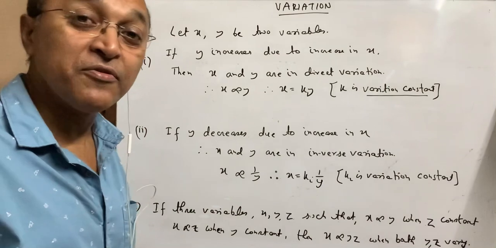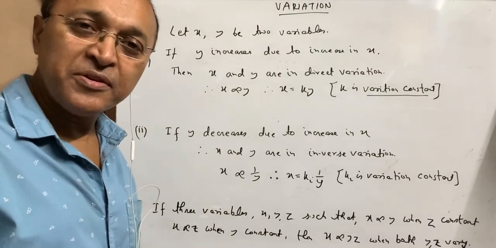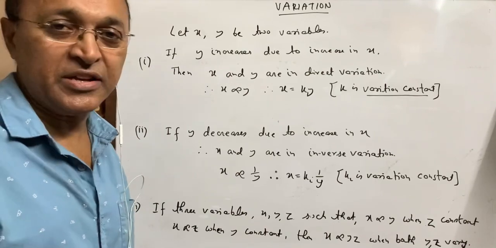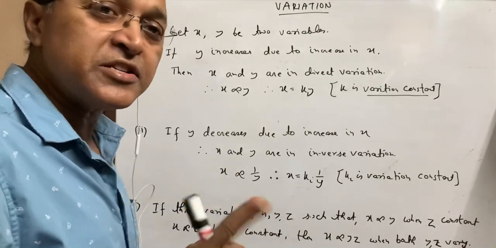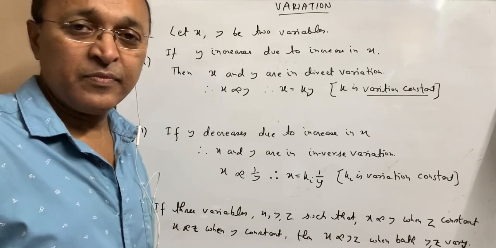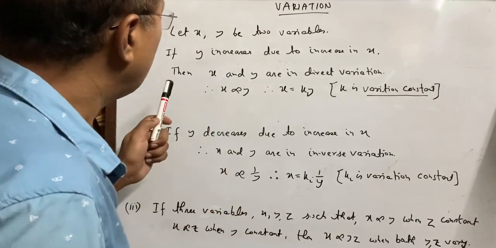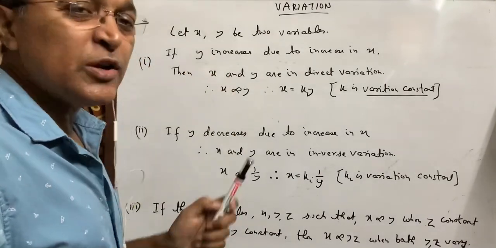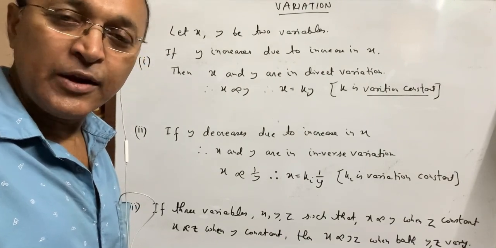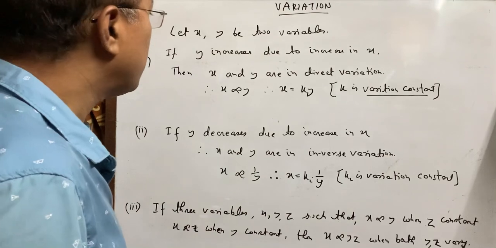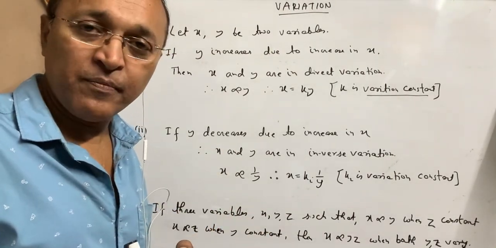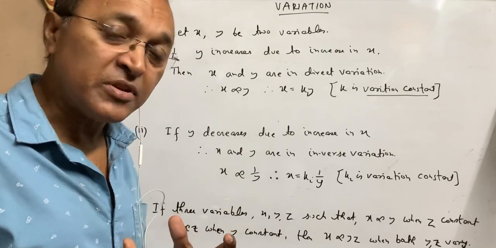Today I am going to start variation. First you should know what variation is. What is variation? It is a relationship between two or three or a number of variables. Say x, y be two variables. In due time we will find a number of practical problems that we have to solve. Then you will come to know what variables are.